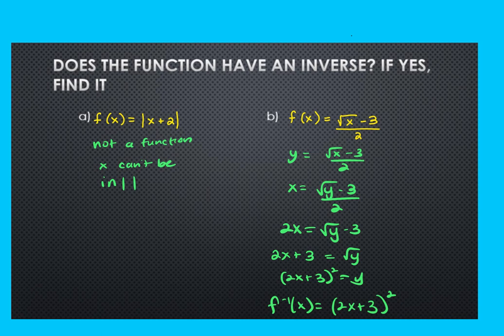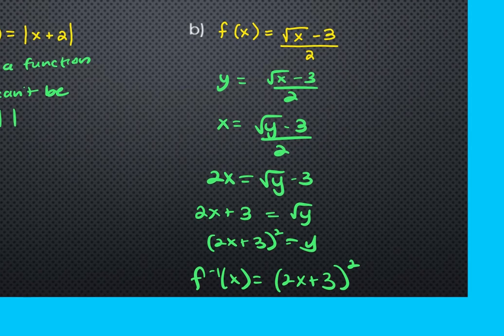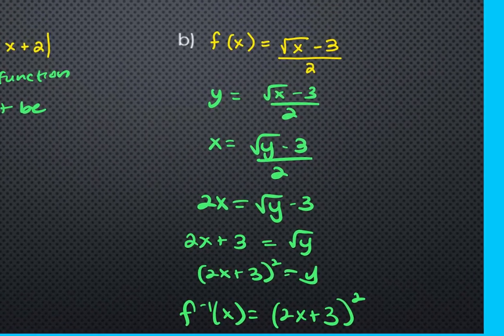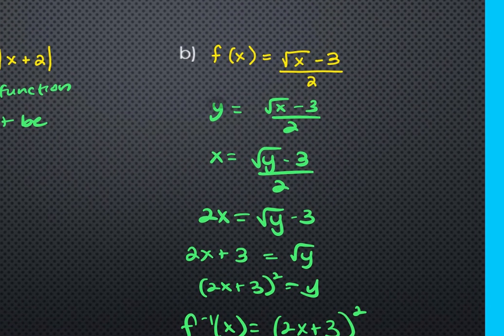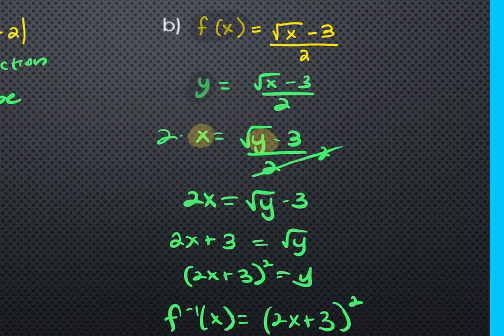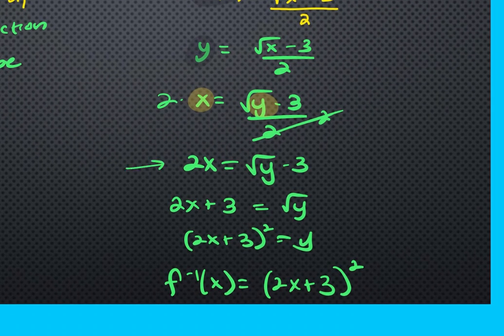Then the second one is a function because it's the square root. Square root's fine. So the first thing I did was I subbed out f of x for y. Then I switched the x and the y. And then you have to solve this equation for the new y. So you're going to multiply by 2 on both sides of the equation. It cancels from here. And I end up with 2x equals square root of y minus 3.